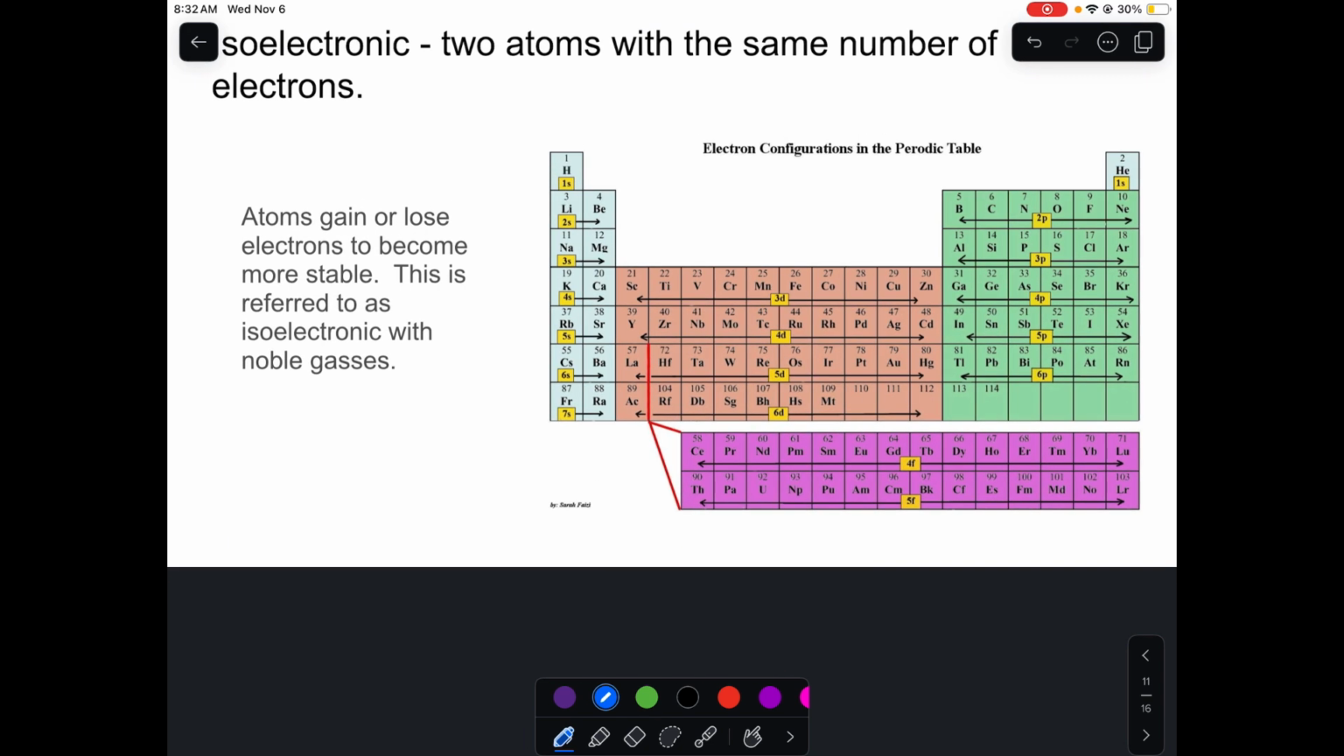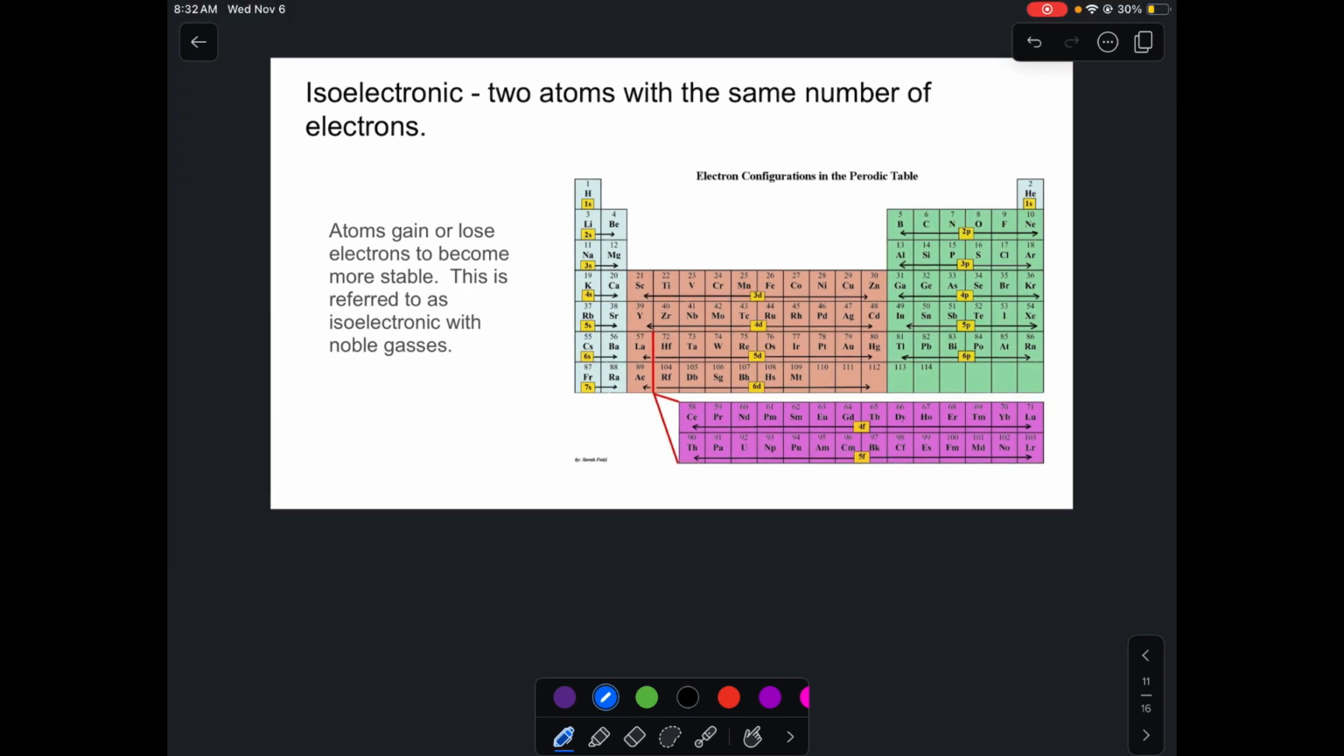So isoelectronic means 2 atoms with the same number of electrons. Iso means same, electronic, electron. So same number of electrons. Atoms gain or lose electrons to become more stable. This is referred to as isoelectronic with a noble gas.